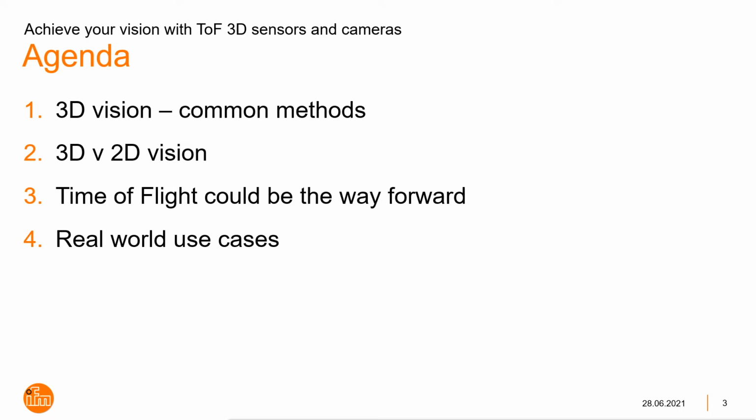The presentation is going to look at 3D imaging as a solution for automation, in particular 3D time-of-flight. But first we're going to look at the techniques, or what technology is available for creating 3D vision in automation at the moment. Have a look at 3D versus 2D, and then we're going to look at applying 3D time-of-flight technology to real-world applications.